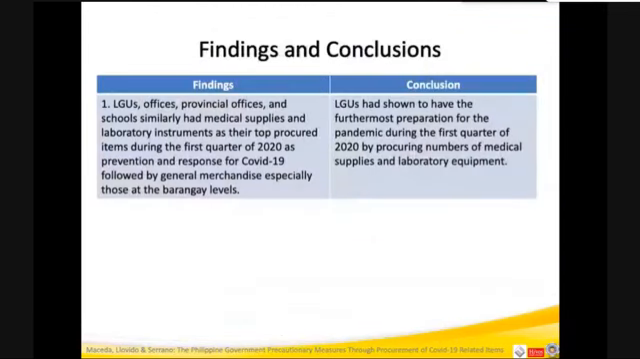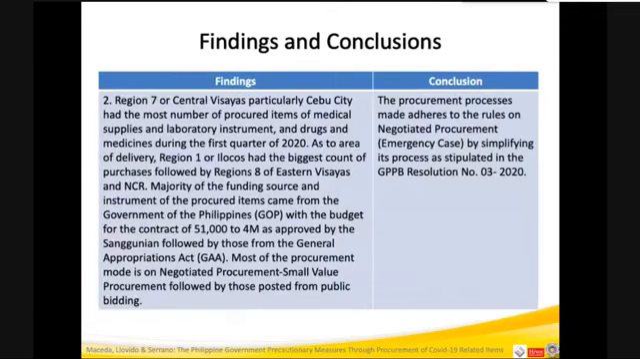So what are the findings? For the first one, the LGU offices, provincial offices, and schools similarly had medical supplies and laboratory instruments as their top procured items during the first quarter of 2020 as prevention and response for COVID-19, followed by general merchandise, especially those at the barangay levels. We concluded that the LGUs had shown to have the furthermost preparation for the pandemic during the first quarter of 2020 by procuring numbers of medical supplies and laboratory equipment.